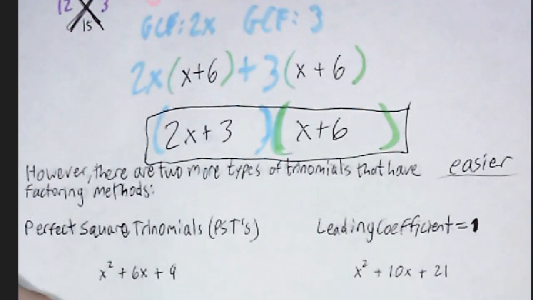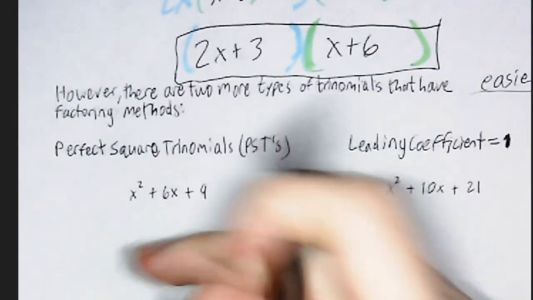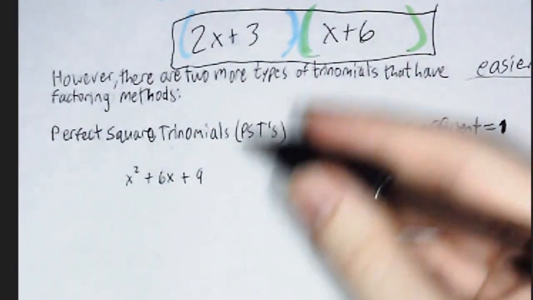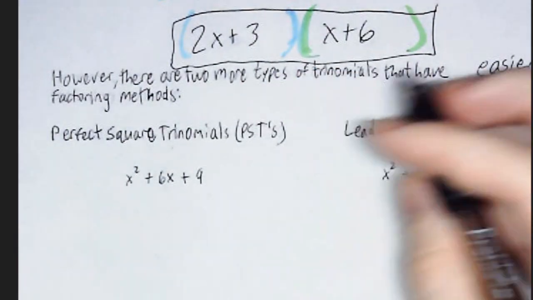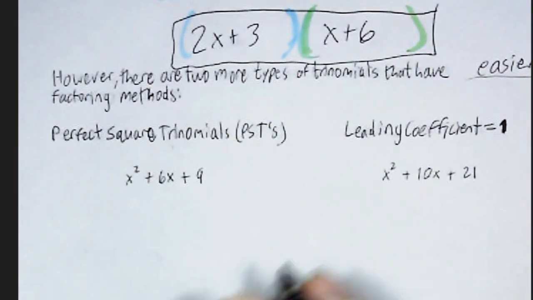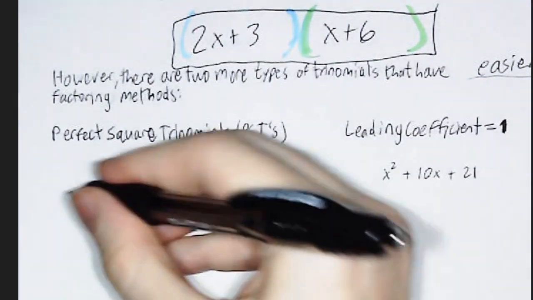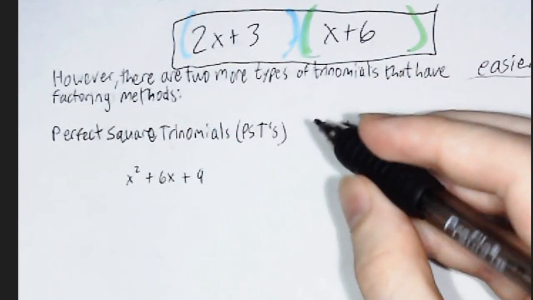The first one is called a perfect square trinomial. Now, a perfect square trinomial, or a PST for short, has a specific property. All right, the first term, second term, and third term all follow a specific set of rules. So they're always formatted like this.